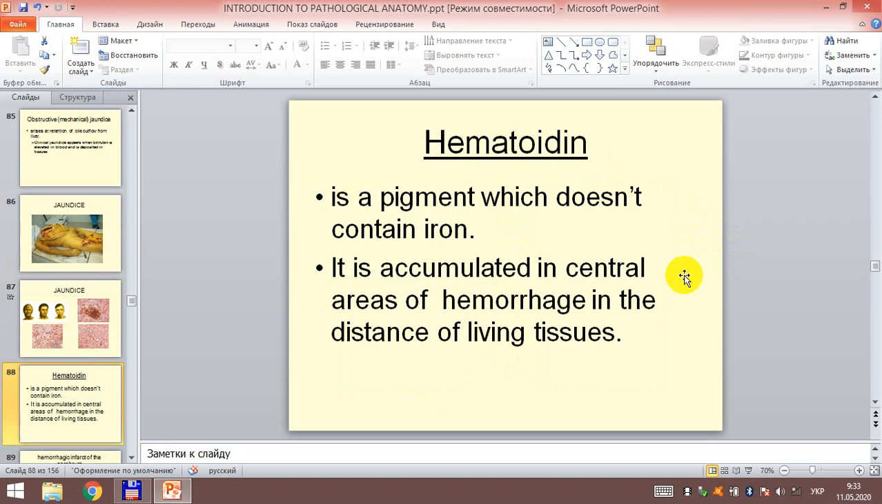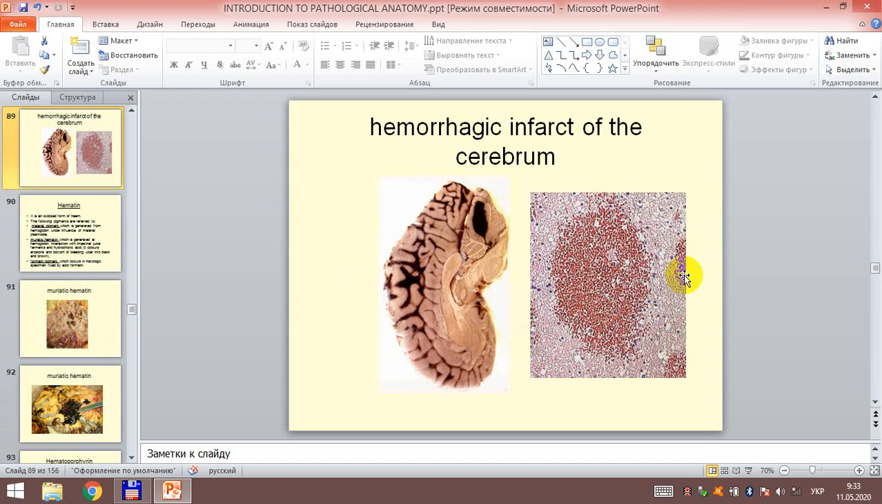Hematoidin is a pigment which doesn't contain iron. It is accumulated in central areas of hemorrhage in the distance of living tissues. This picture presents accumulation of this pigment by a hemorrhagic infarction of cerebrum.